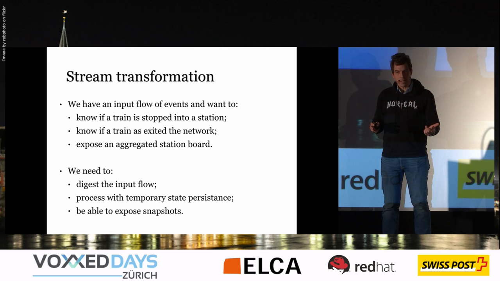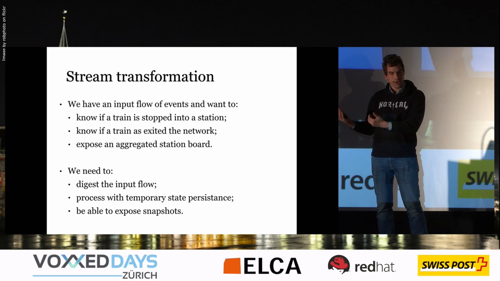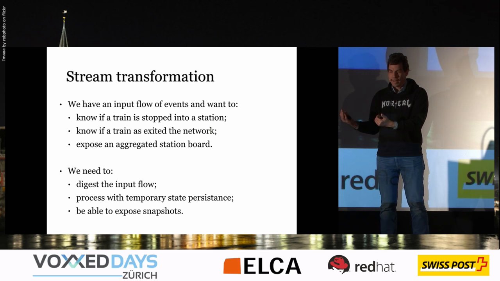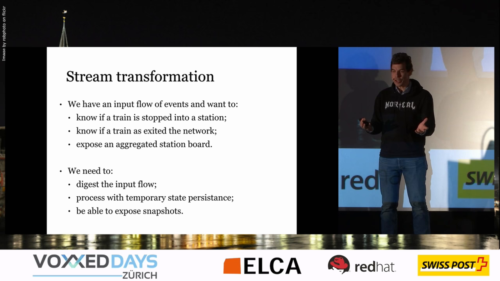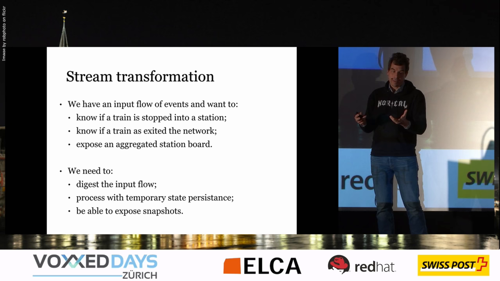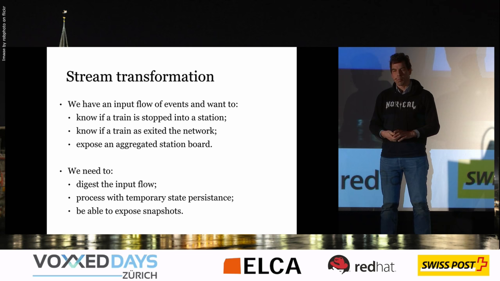So we need to transform that to remember what was the last position. And if it has not changed in the last 10 seconds, we can estimate that the train is stopped. And if the train position is within a 100 meter radius from a station, we can even say this train is stopped in a station. So we can reconstruct a global map of the situation. We need state persistency.